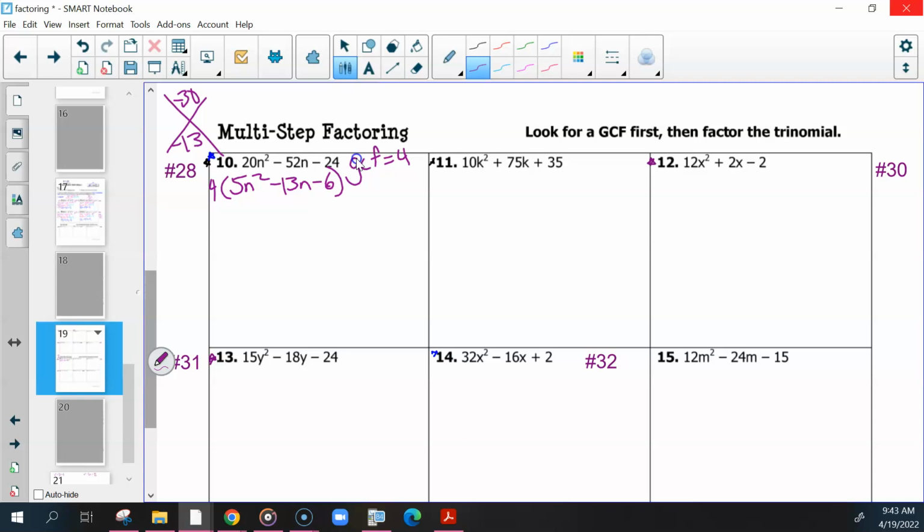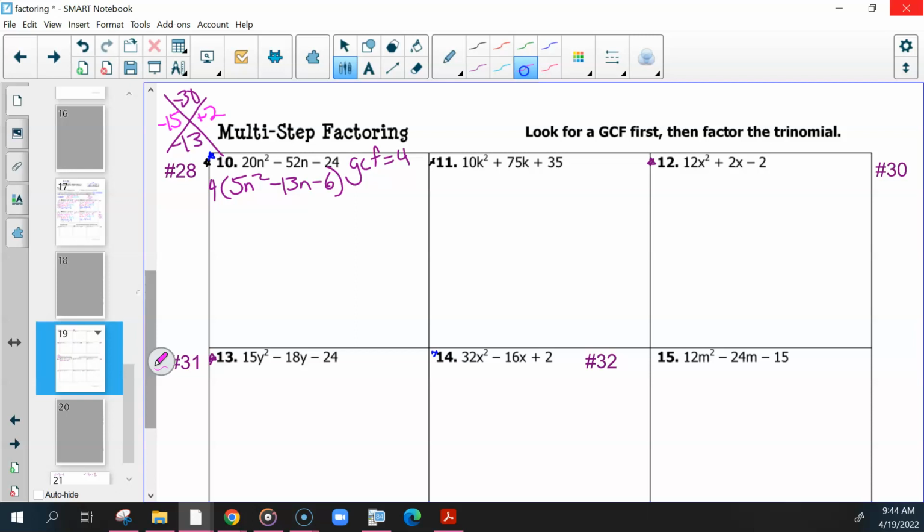Negative 15. Yes, that one here. Multiply to be negative 30, add to be negative 13. Sometimes you may think of two numbers that you think would work, but they won't actually. There are only two numbers that will work. So if you did like 10 and 3, that wouldn't work because they would both have to be negative. 5 and 8 don't equal 30. Okay. So negative 15 and positive 2.